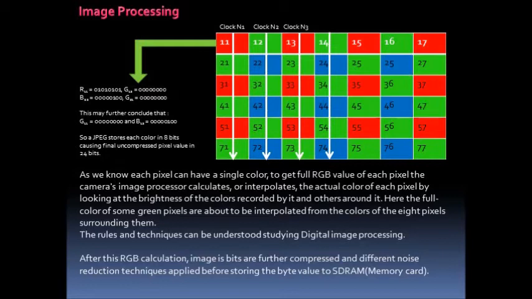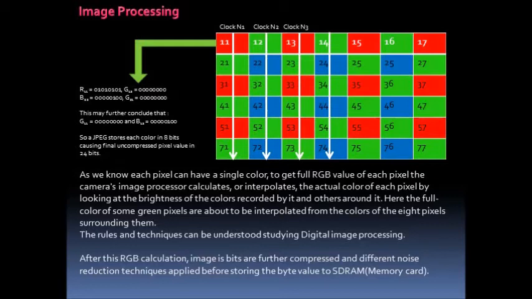For a red pixel, we need to calculate the green and blue bit value. For a blue pixel, we need to calculate the green and red value, and similarly for a green pixel, we have to calculate the red and blue value. So this is when the image processor comes in and does such calculations.